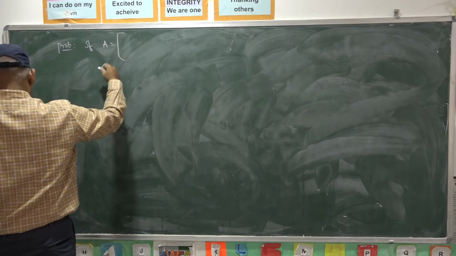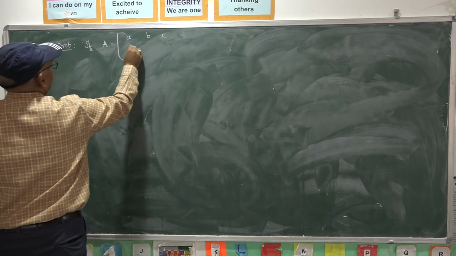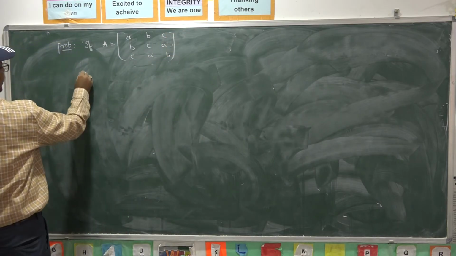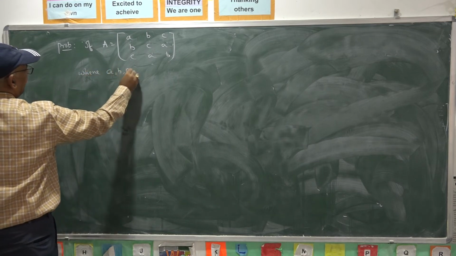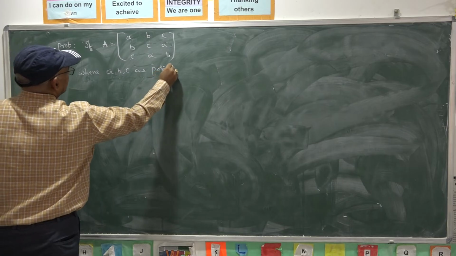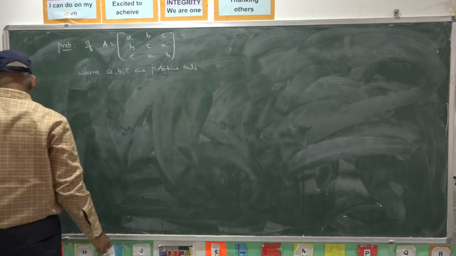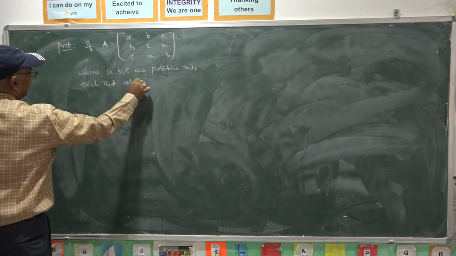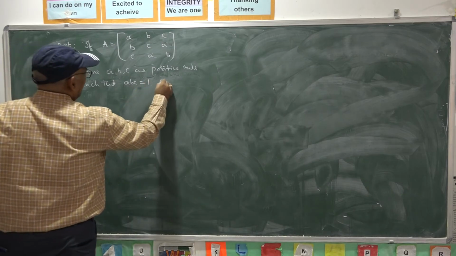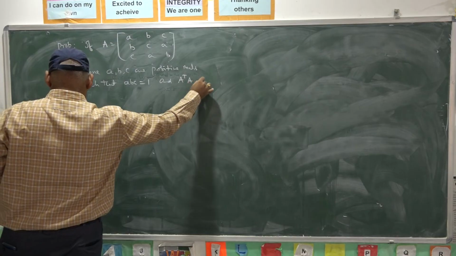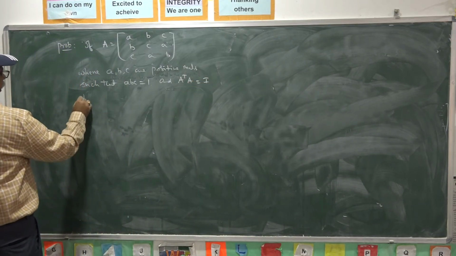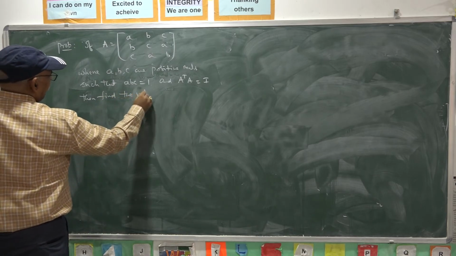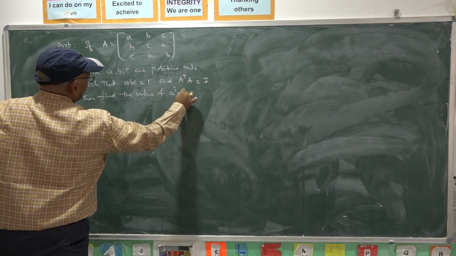If A is the matrix [A, B, C; B, C, A; C, A, B], where A, B, C are positive reals such that ABC equal to 1 and A transpose A equal to I, then find the value of A cube plus B cube plus C cube.